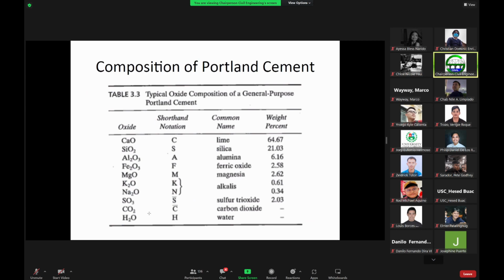So this is the typical oxide composition of your Portland cement, the majority of which is lime and silica. This calcium carbonate or your limestone is the most common source of this calcium oxide. That's why the limestone in the previous slide is an important part of making your Portland cement.